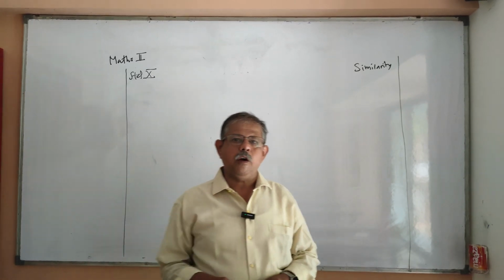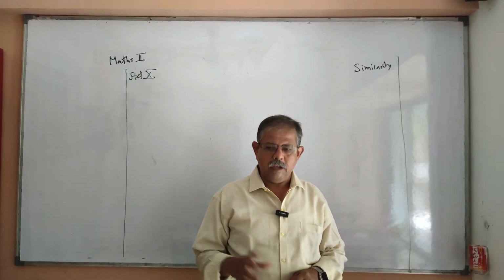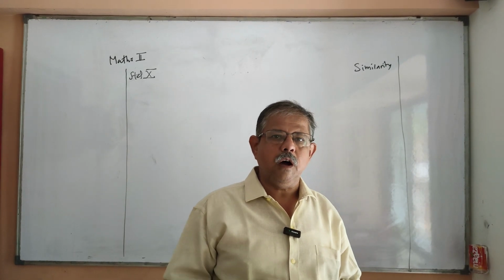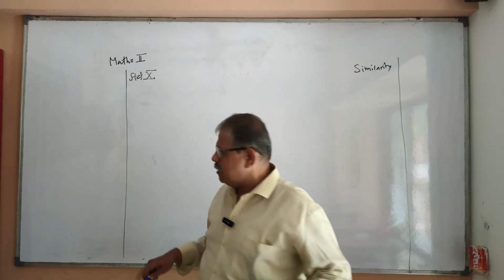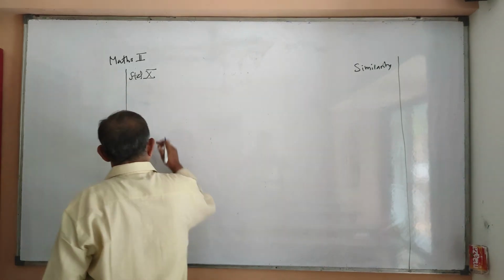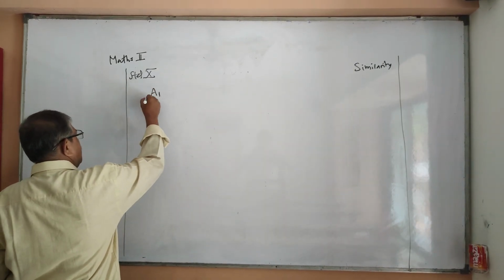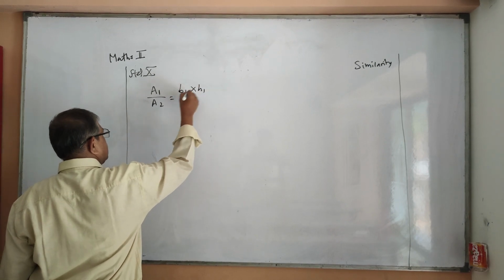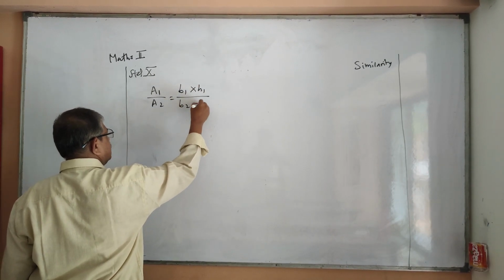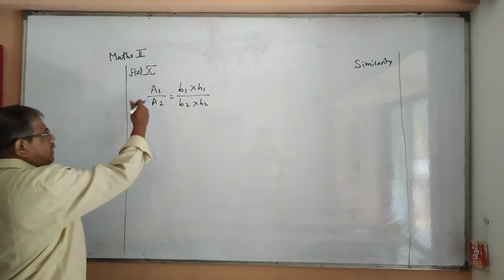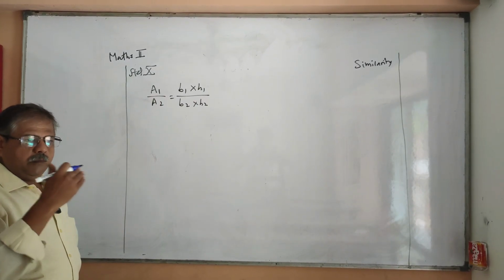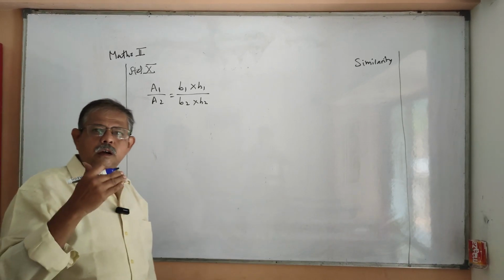Now, what is the formula for the area of a triangle? Yes, very good. Correct. Area of a triangle equals half base into height. It is very simple. A1 upon A2 is equal to B1 into H1 upon B2 into H2. Now what is A1, B1, H1? Obviously A for area, B for base, H for height.